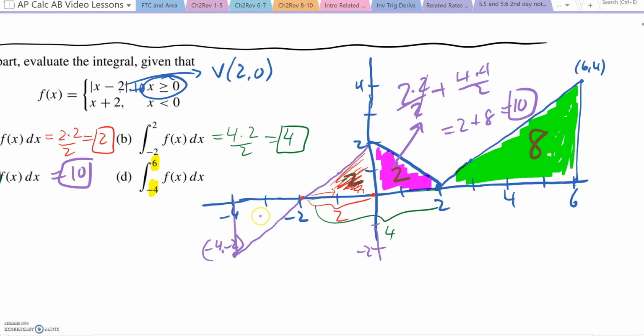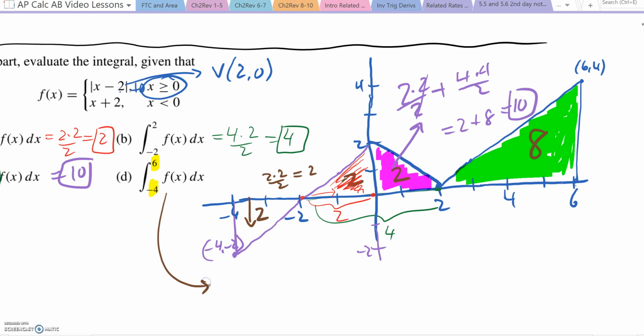This area over here, we didn't calculate it yet, but we can. It's a base of 2, a height of 2. 2 times 2 divided by 2 is 2. So that's also a 2. What we need to take into account is we're moving forward, and that is down. When that's down, that's going to be a negative area.